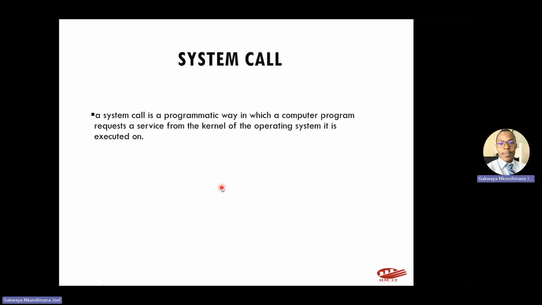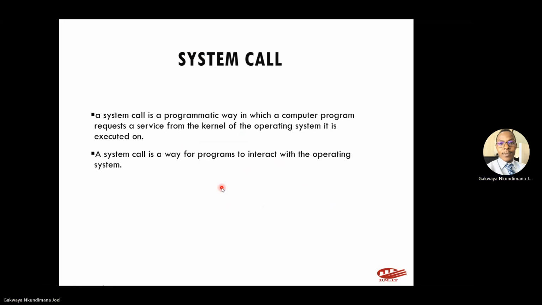But in a narrow definition, a system call is a way for programs to interact with the operating system. I want you to relate to the previous point. We have an operating system, which manages what? The UI, and we need an application to pass through the UI to access the operating system. So all these requests are known as what? System calls. They come under system call. To interact with the operating system, we need this concept which is called system call.